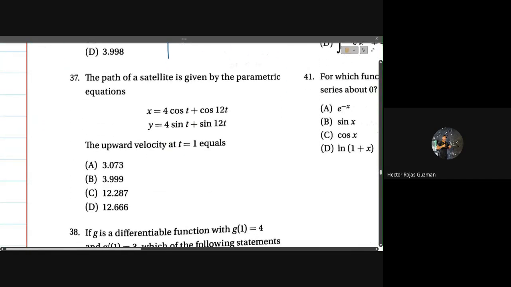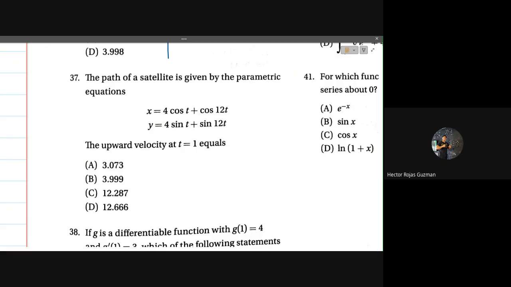Number 37. The path of a satellite is given by the parametric equations. The upward velocity at t equals 1 equals... So should we look at x prime or y prime? Y prime, because we're looking for the upward velocity. And again, you have a calculator. Don't do it by hand. You can just do math 8.